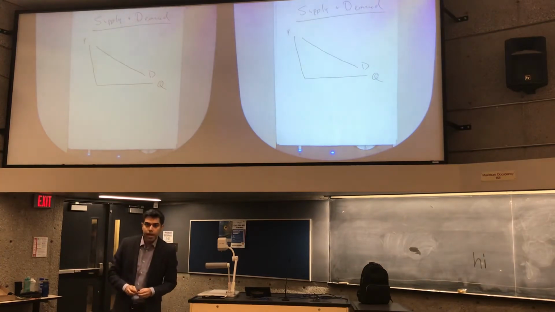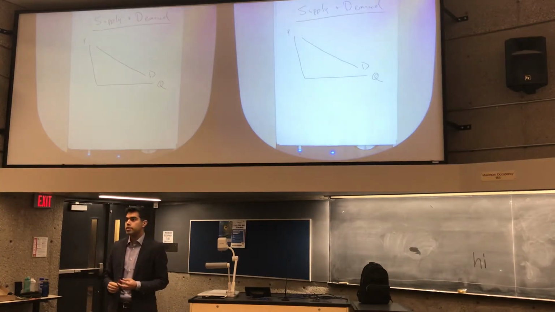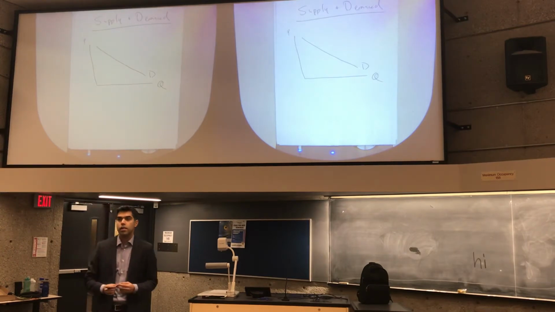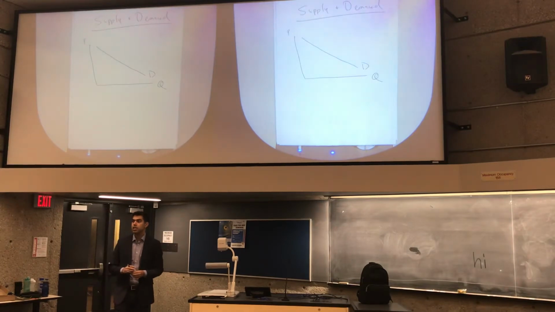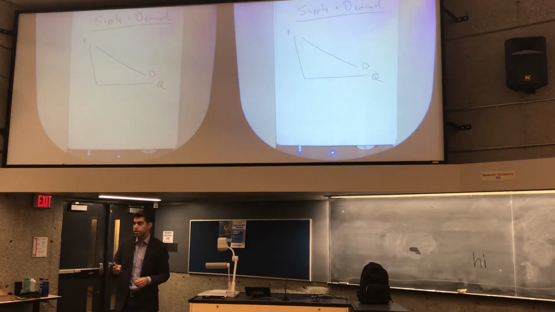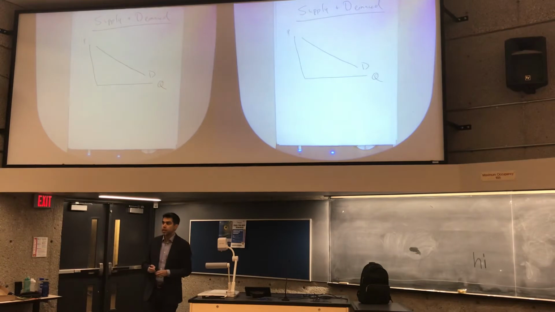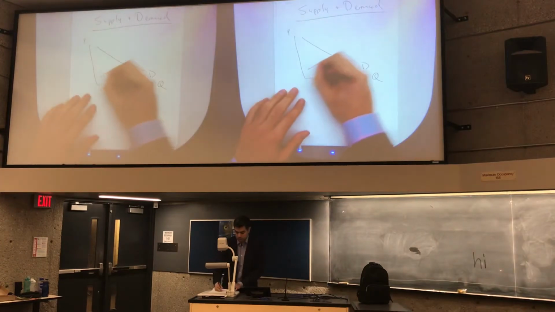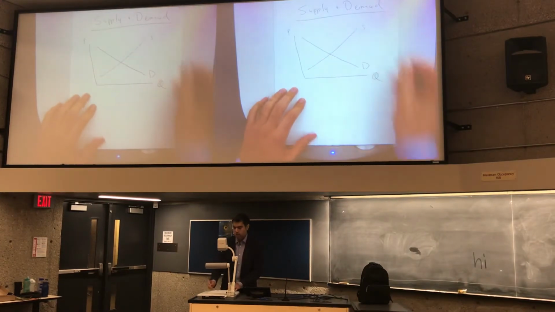Now what about supply? What is supply? Yes. The amount that's offered to the public for sale at a given price. Now what is the relationship between prices and quantity supplied? Positive. As the price of something goes up, the supply of that thing goes up.